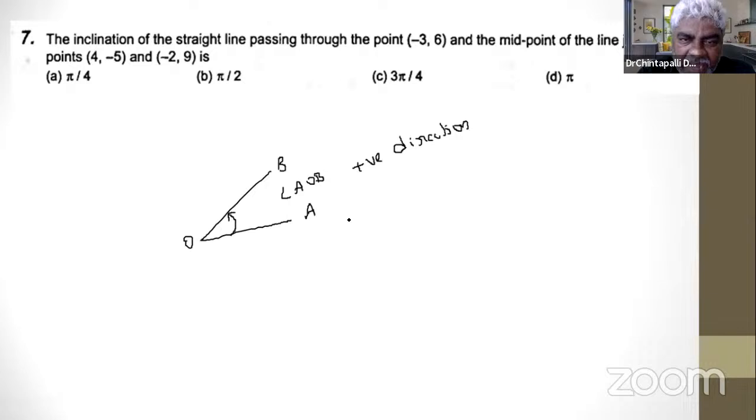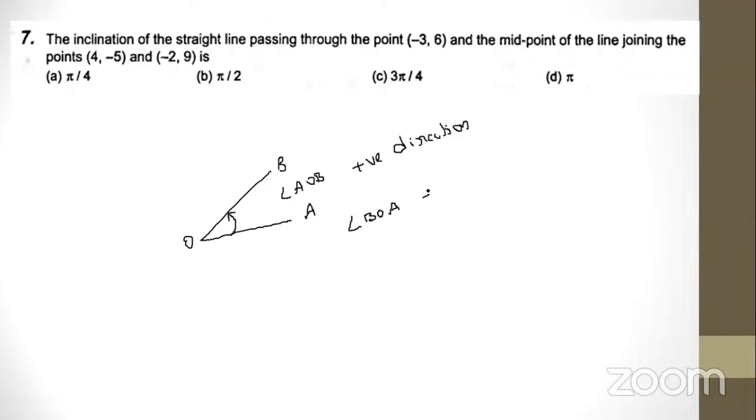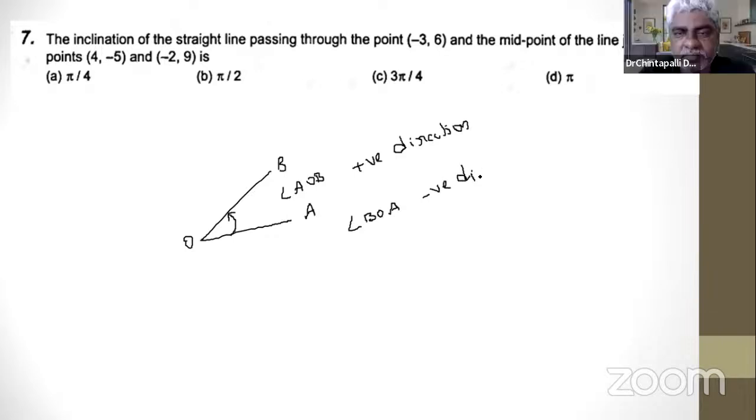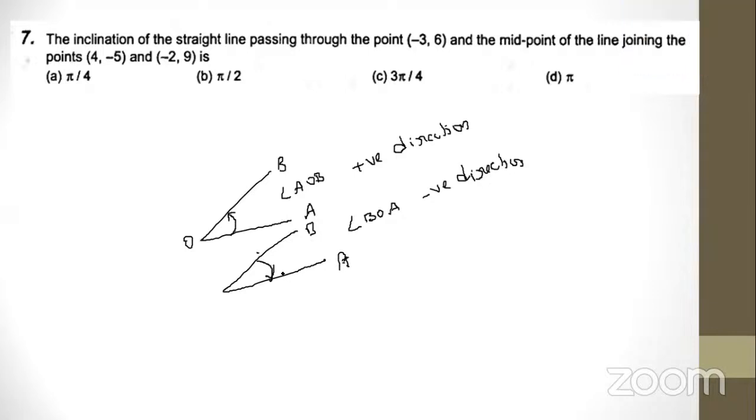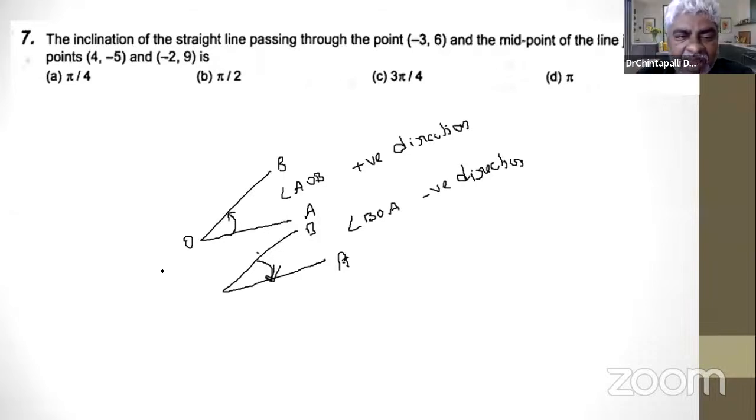If we think about angle BOA, it is the negative direction. Same angle, but if we measure it in this direction, it is called the negative direction. So it is to be understood that the angle should be measured anti-clockwise. Then only it is called the positive direction.